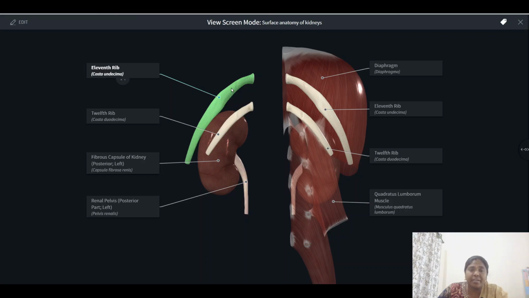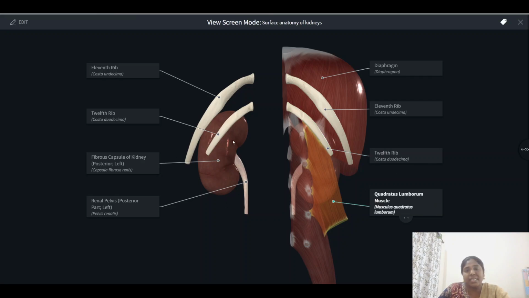The kidney is usually located in a retroperitoneal position, that is, behind the peritoneum. If you look at this, the 11th and 12th thoracic ribs protect the kidneys on the right side as well as on the left side. The kidney has a fibrous capsule around it, both kidneys do, and this is the renal pelvis. Whatever urine is collected goes to the urinary bladder through the renal pelvis, and this is the diaphragm at the superior portion. This is the 11th and 12th rib, and this is the quadratus lumborum muscle. So these are the muscles that will be there.